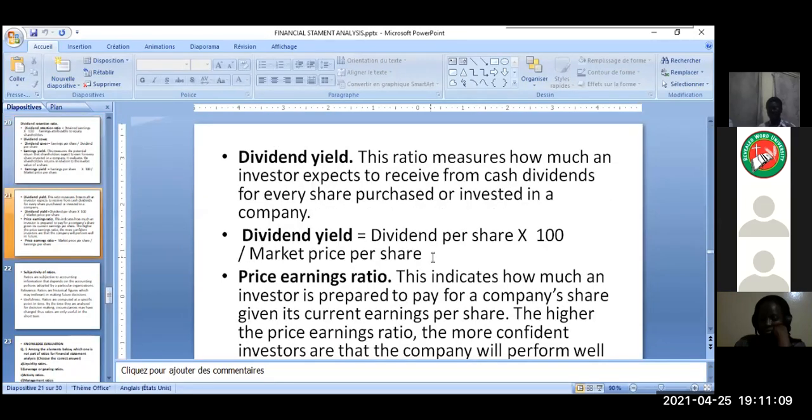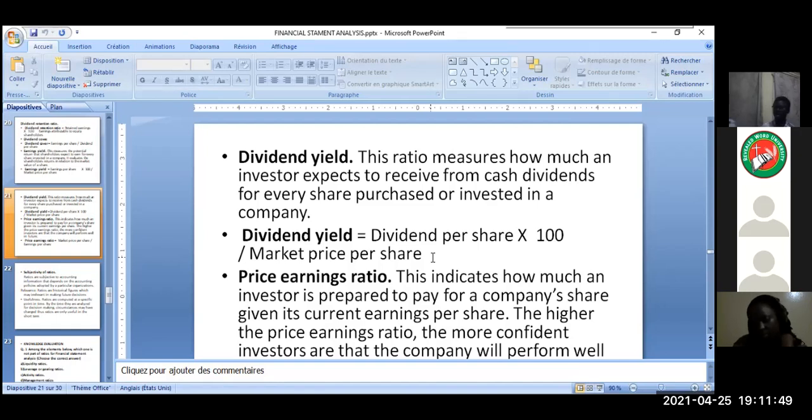Now we have dividend yield. This is the ratio that measures how much an investor expects to receive from cash dividends for every share purchased or invested in the company. It is very important for shareholders to calculate this, to know what to expect from what they have invested, or when one invests in that particular business. So we just take dividend per share times 100 over market price per share.